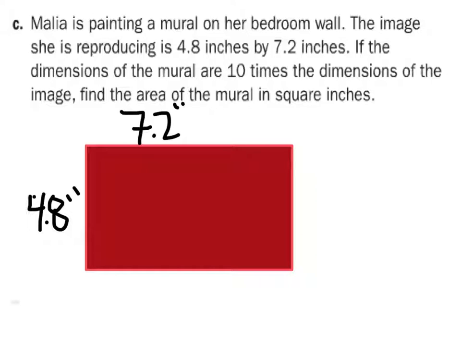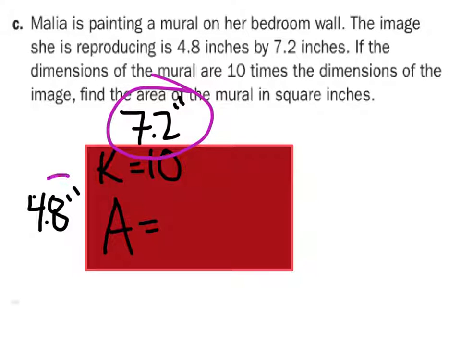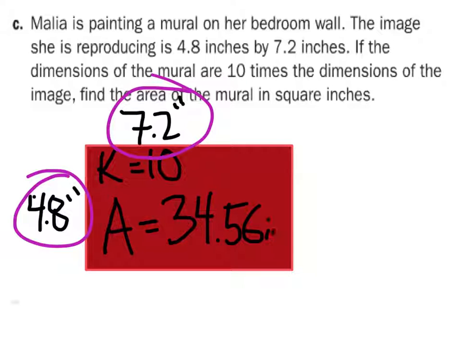If the dimensions of the mural are 10 times the dimensions of the image, in other words, the scale factor here is 10, find the area of the mural in square inches. Well, both of the values it gave us were in inches, so finding the area of this thing is going to be simple. All I'm going to do is take 7.2 times 4.8. Go and put that in your calculators right now. And you can see the answer to that, the area of this rectangle, which is the image, is 34.56 square inches. All right? So what's the area of the mural going to be?